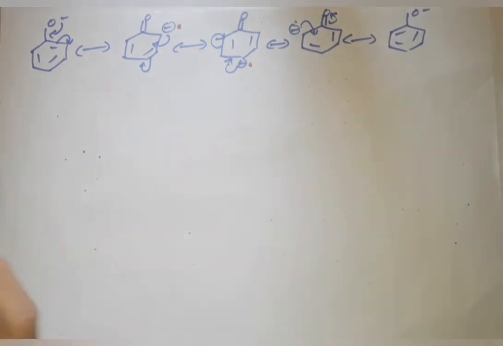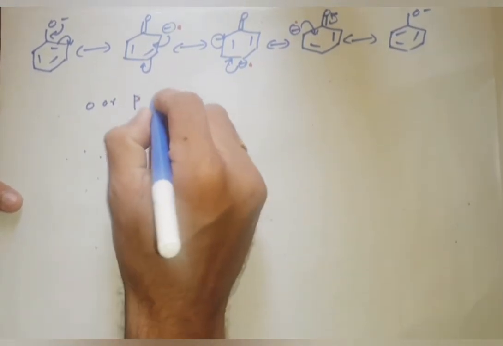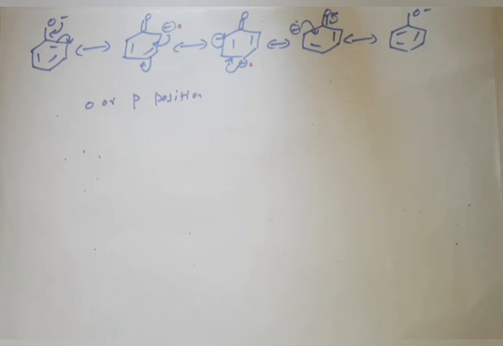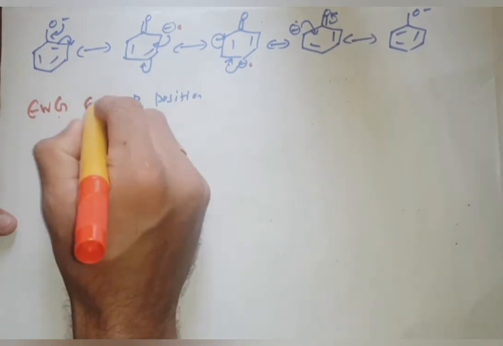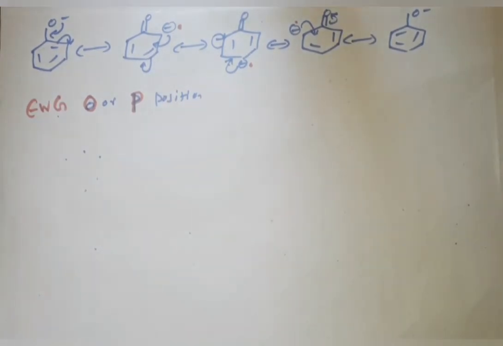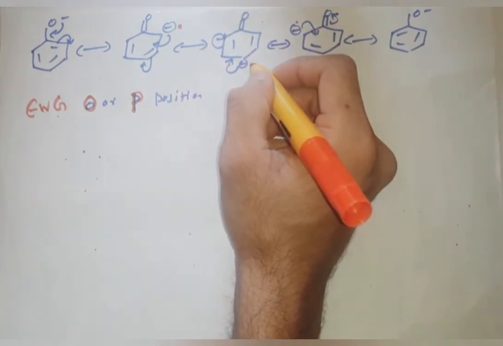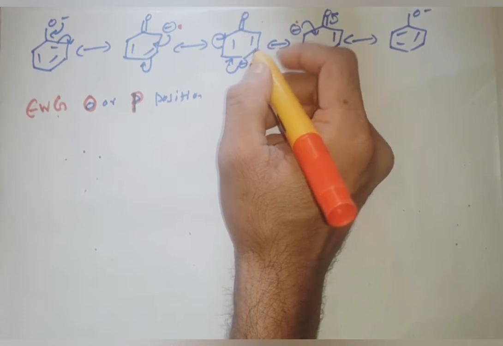This effect, the increase in acidity, is more pronounced when the electron withdrawing group is present at the ortho or para position, because of the greater stabilization due to effective dispersal of negative charge.